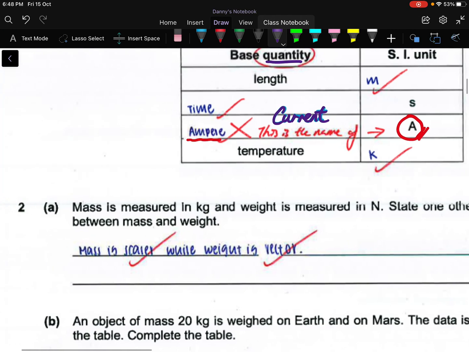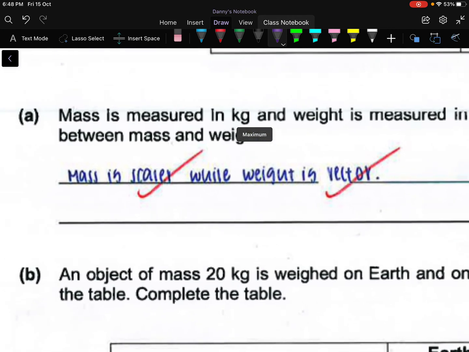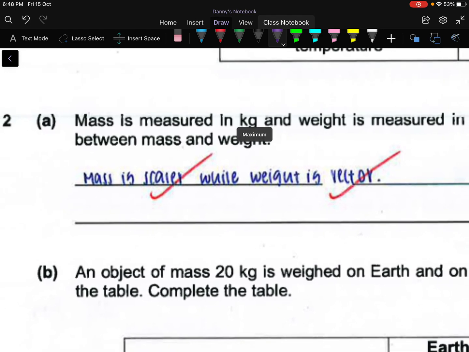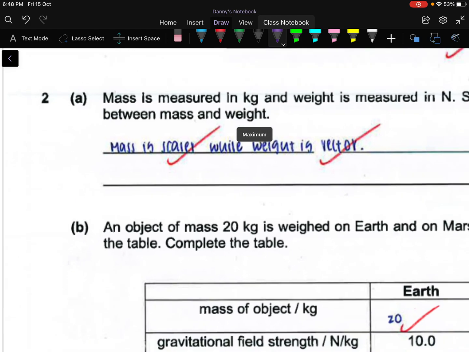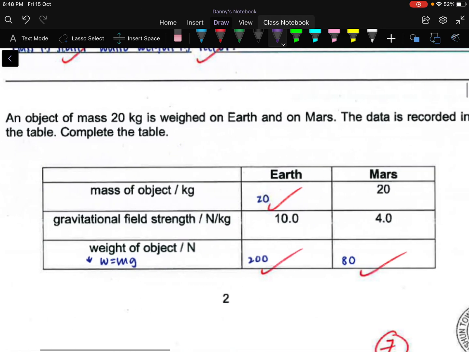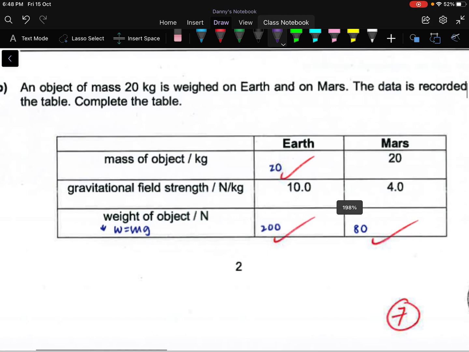Okay, for question 2a, there are many possible answers. You can tell me that mass is scalar, weight is a vector. And if you refer to your textbook, there are actually 3 other differences. So you can refer to your textbook for the exact answer. For part B, we are checking whether you are familiar with the differences between mass and weight. And you can see that it is fine to have no units because the units are actually at the heading.